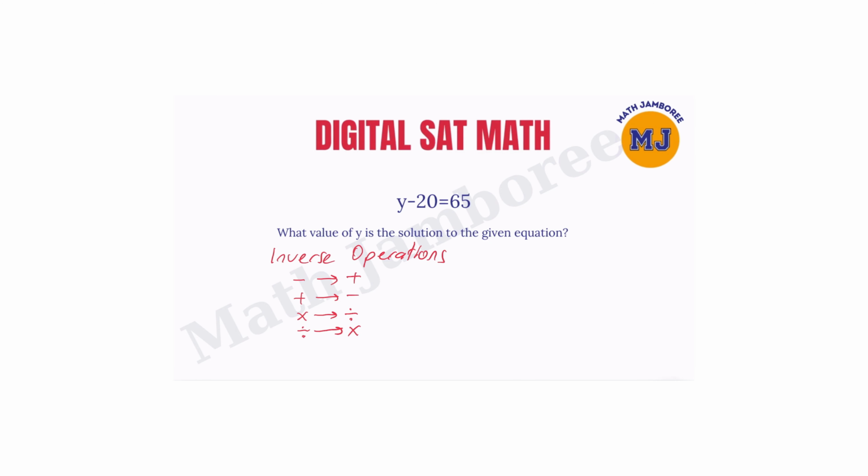So, in this specific question, they subtract 20 from y. And to solve this equation, we are going to use our inverse operation of subtraction, which is addition. So, we will add 20 to both sides of the equation, because whatever you do on one side of the equation, you must do on the other side to keep it balanced.